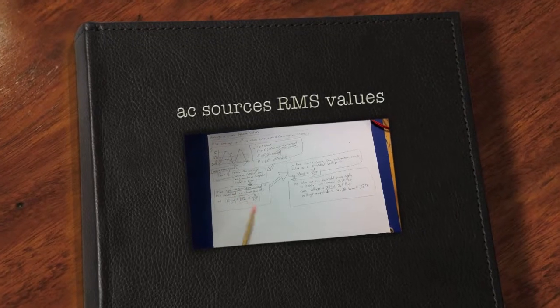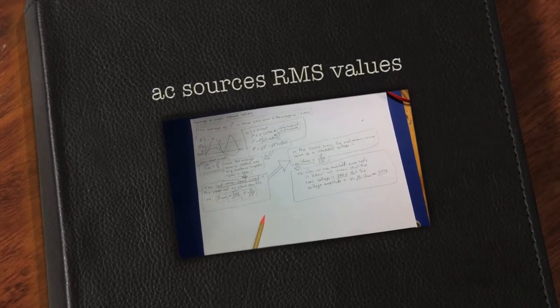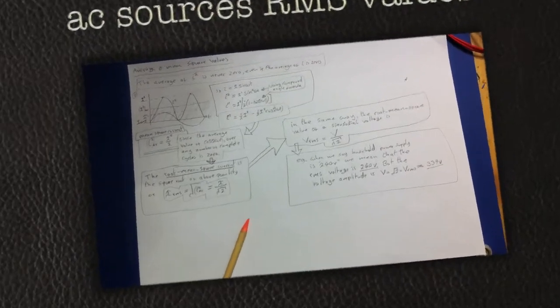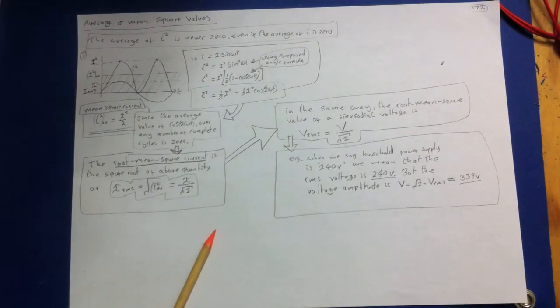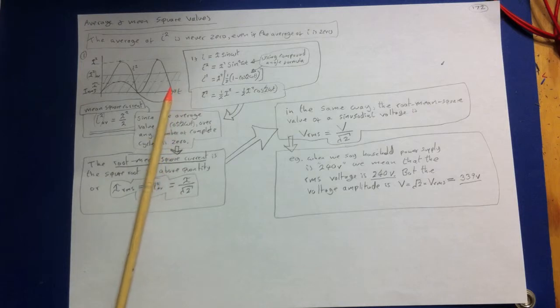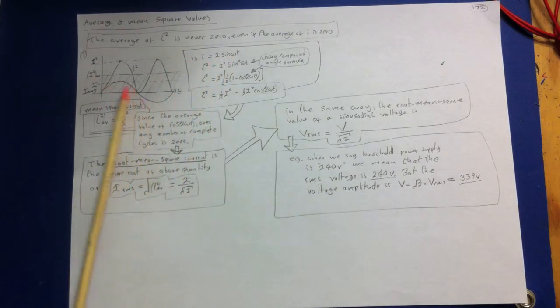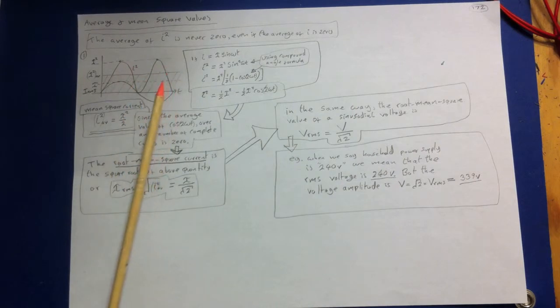Most AC meters are calibrated to read not the maximum value of the current or voltage, but the root mean square value. That is the square root of the average value of the square of the current or voltage. Because I is squared, the average of I squared is never zero, even when the average of I itself is zero. So even though the average of I obviously is zero, I squared won't be, as you can see, because it's all on the positive side.